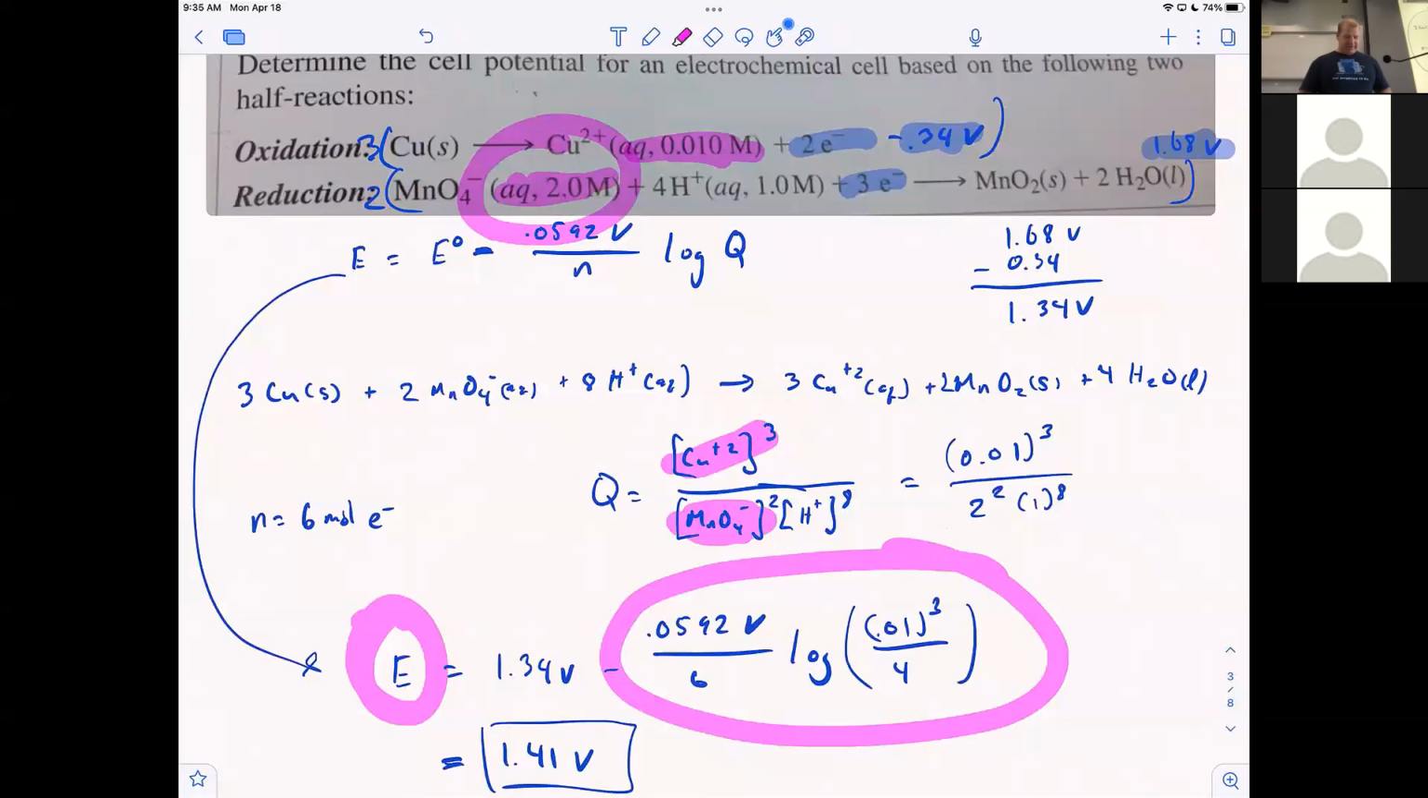So as the battery is discharging, the potential decreases. But this is not surprising now. This is not a surprising thing to hear, right?